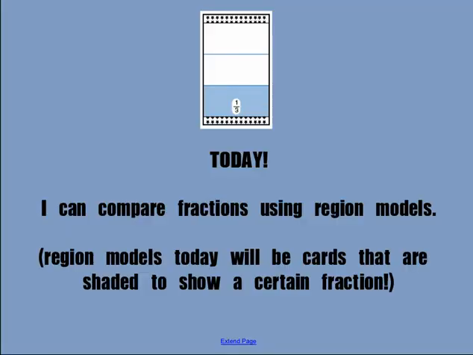Alrighty folks, that's all the time we have for today. Your learning target was to be able to compare fractions using region models.